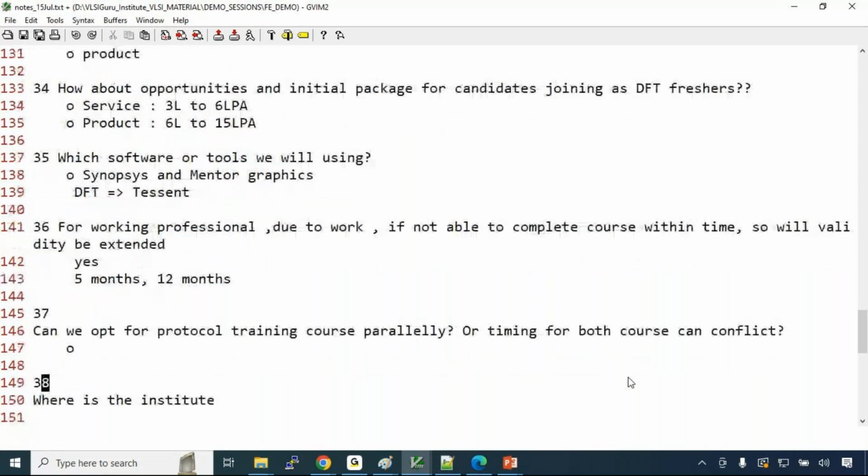Where is the institute? You can search on Google. I will suggest it's on Outer Ring Road, Banaswadi. If the question is about which city, it's Bangalore, not any other location. I think that's most probably the question.